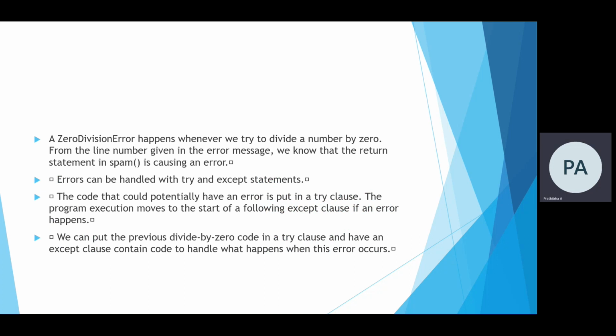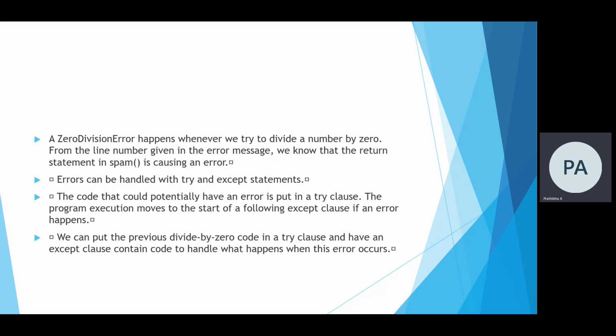So that is the explanation. A ZeroDivisionError happens whenever we try to divide a number by 0. Errors can be handled with a try and except statement. In exception handling we have two keywords, try and except. The code that could potentially have an error is put in a try clause. The program execution moves to the start of a following except clause if an error happens. We can put the previous division by 0 code in a try clause and have an except clause contain code to handle what happens when this error occurs.